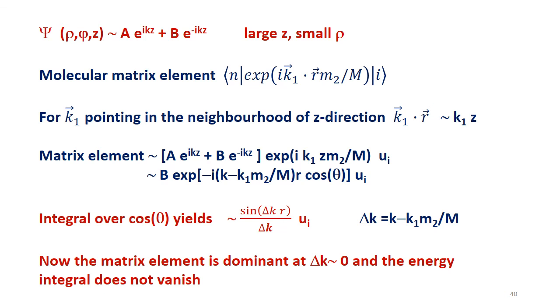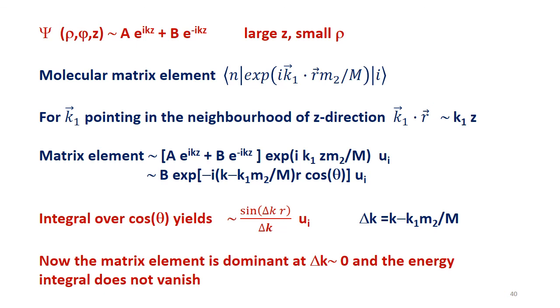Now when we compute the molecular matrix element, which is given out here, we assume that the K1 points close to the Z direction. So K1 dot R, where K1 is the photon wave vector, is K1Z. Then when we compute the molecular matrix element, you have this overlap of the free particle wave function with this factor, which can now be written in this form. You end up finding this overlap equal to K minus this times R cosine theta times the initial wave function.